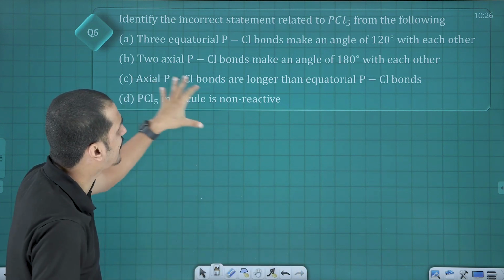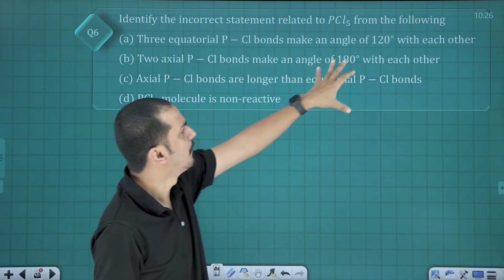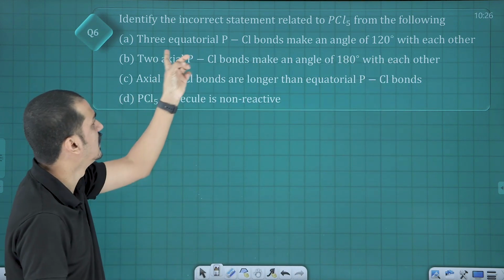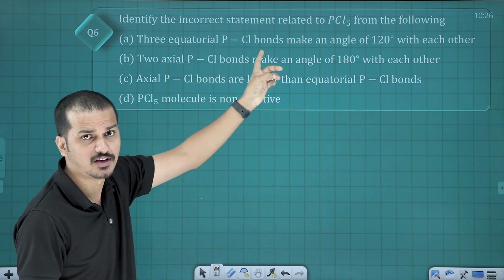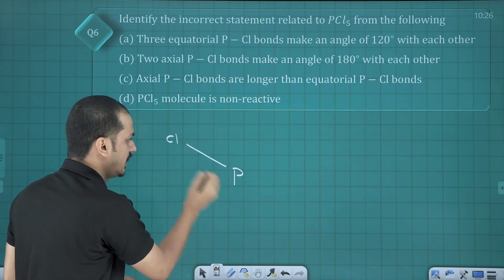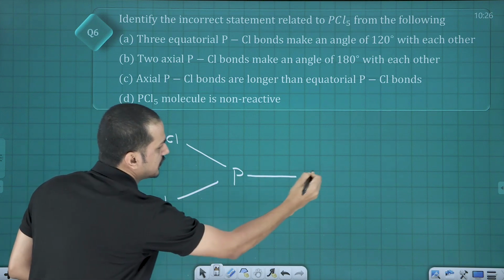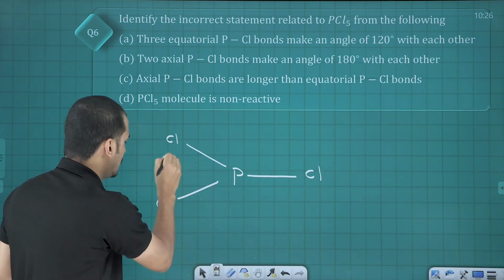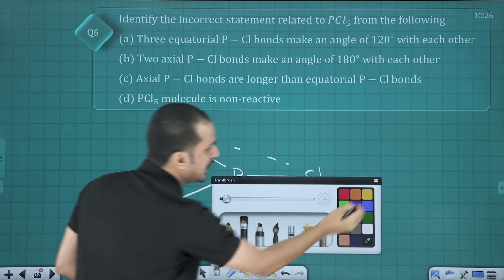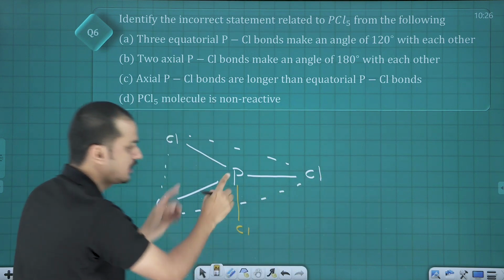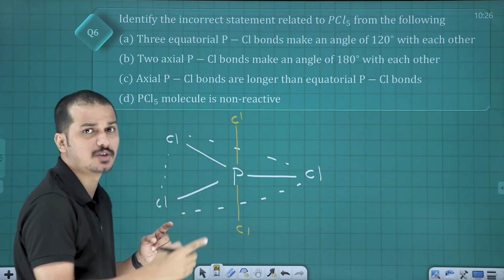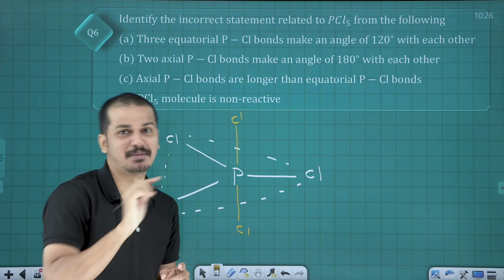Identify the incorrect statement related to PCl5 from the following. They are asking about PCl5. You know the PCl5 structure, you remember. Phosphorus, chlorine, chlorine, chlorine: they are a triangle in a plane, and one chlorine is projecting out, one chlorine is projecting in. So that is actually a trigonal bipyramidal structure.